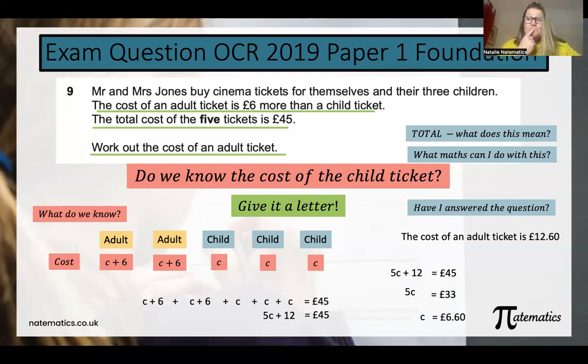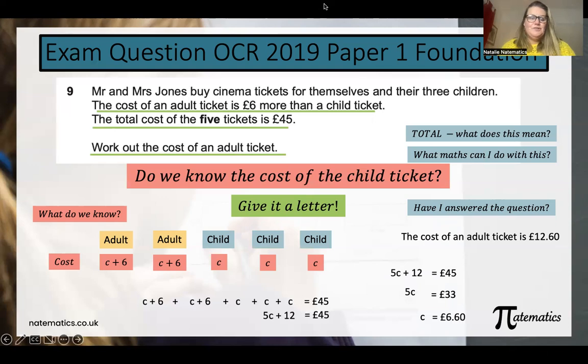Is that the right answer? What can I do to check? Well, if I've done it right, I can do 2 of those, which is £25.20. And then I need 3 of these, so £19.80. Add those 2 together, I get £45. So again, we can add them and find out: do we actually get the right answer?